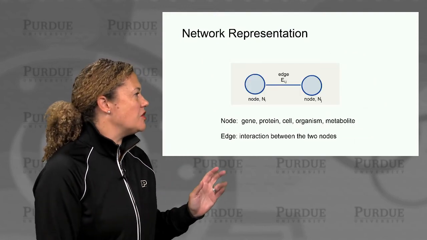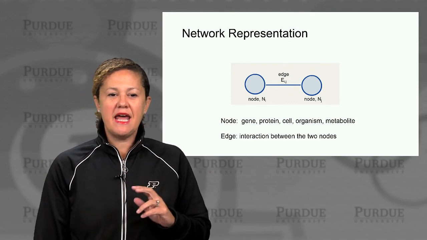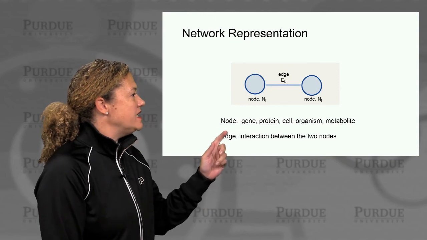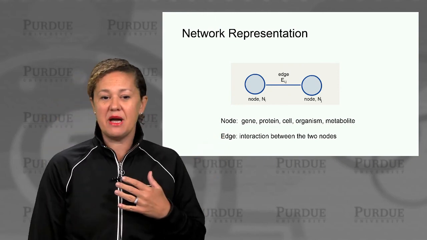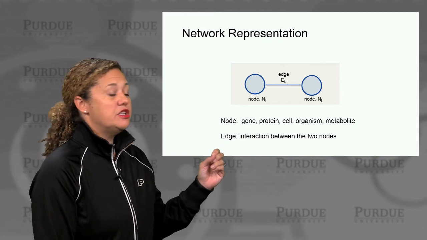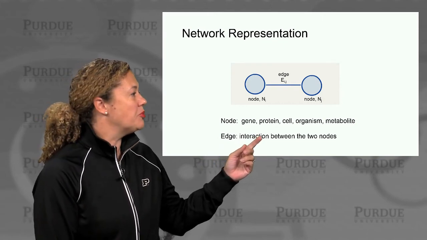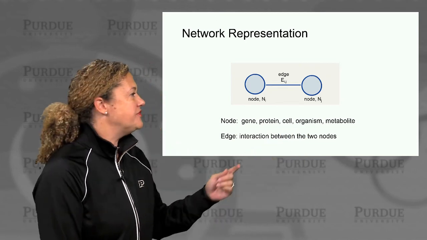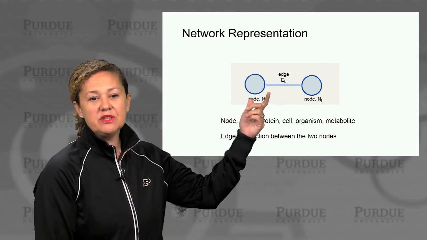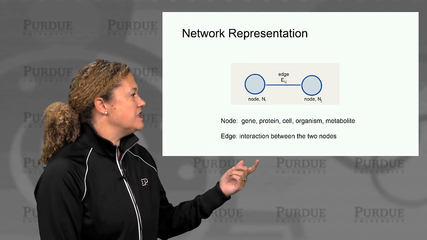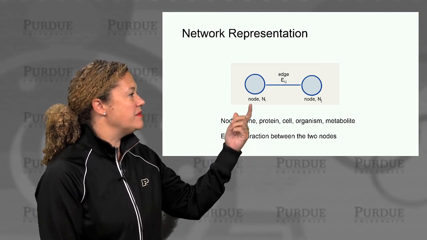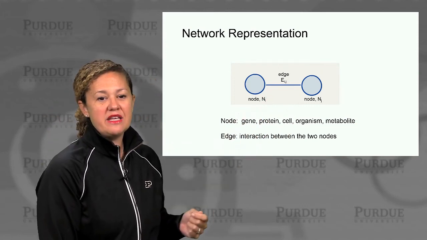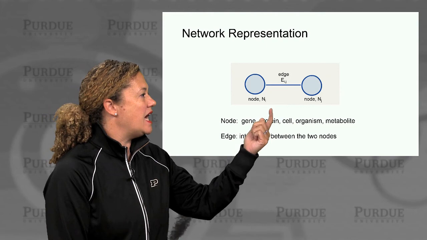So let's first start with just some terminology and how we represent networks. So we'll define here a node. In our case, in biological networks, these nodes could be a gene, an individual protein, a cell, an organism, or a metabolite. And we'll define an edge labeled E as the interaction between those two nodes here labeled I or J. So E sub ij will define the interaction between I and J.